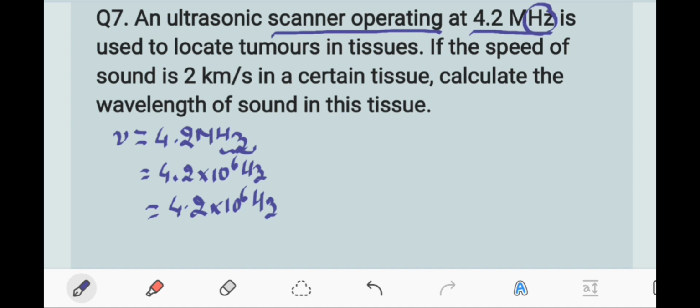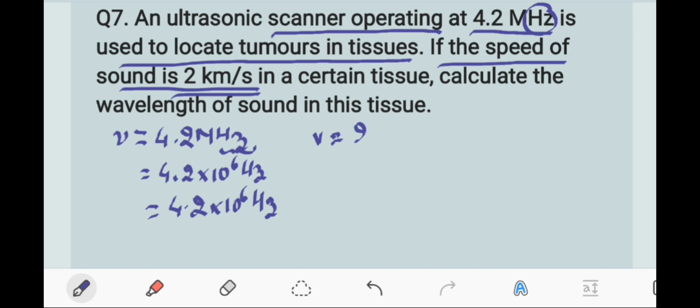Clear? Now, it is used to locate the tumors in tissue if the speed of the sound is 2 kilometer per second. Speed of the sound is given, that is 2 kilometer per second. So the velocity is equal to 2 kilometer per second, but the unit of the velocity is meter per second. We need to convert kilometer into meter, so we can write it as 2 into 10 to the power 3 meter per second.